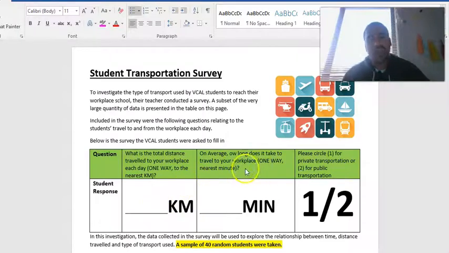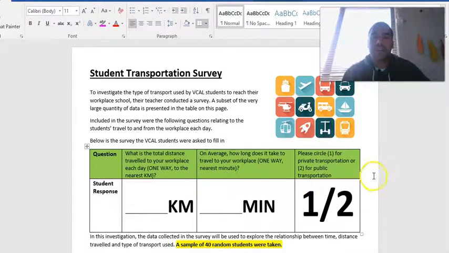Second question, on average, that should say how long, luckily I haven't put this up into Compass yet. How long does it take to travel to your workplace? And again, this is one way, and this is to the nearest minute. Okay, so nothing has been provided via hours, it's all through minutes and to the nearest minute.